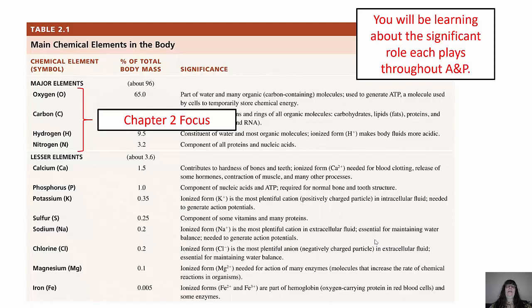Now, the four major elements, oxygen, carbon, hydrogen, and nitrogen, are really going to be our focus in this chapter. However, we're going to be learning about all of these elements and the roles that they play in our bodies whenever we get to those respective chapters during this year. So we're going to learn about calcium and phosphorus and potassium and sulfur, sodium, chloride, and how they impact our body's functioning throughout the year.